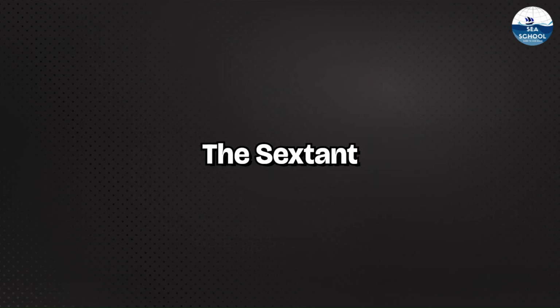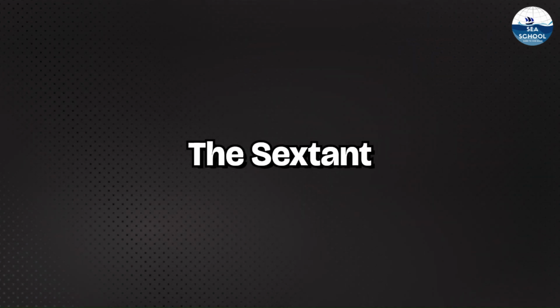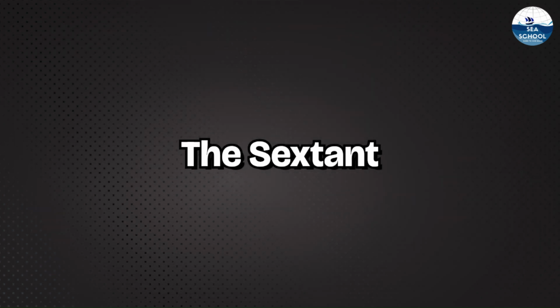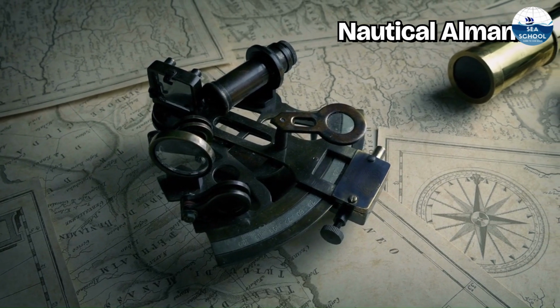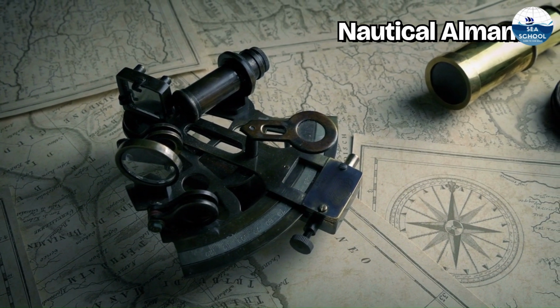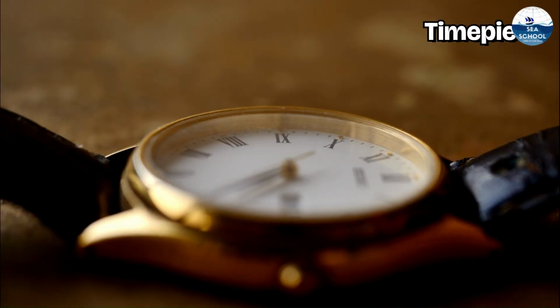First, let's talk about the tools you need for the Polaris Method. The primary tool is a sextant, an instrument used to measure the angle between Polaris and the horizon. You will also need a nautical almanac, which contains important data about the position of celestial bodies, and a reliable timepiece to record the exact time of your observations.